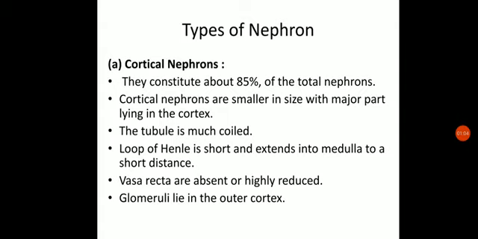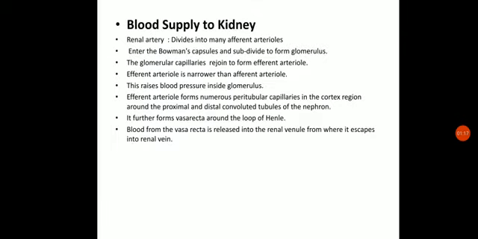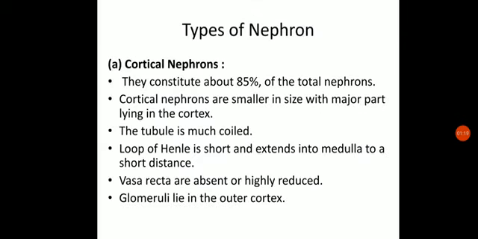Okay, so both of these nephrons, the cortical and the juxtamedullary nephrons, are held together with the help of connective tissue. Okay, so now let us start. The first one is the cortical nephron. The cortical nephron basically constitutes around 85% of the total nephrons.